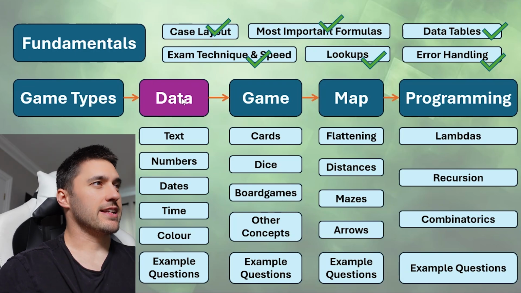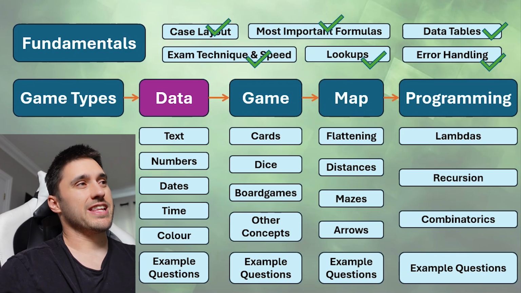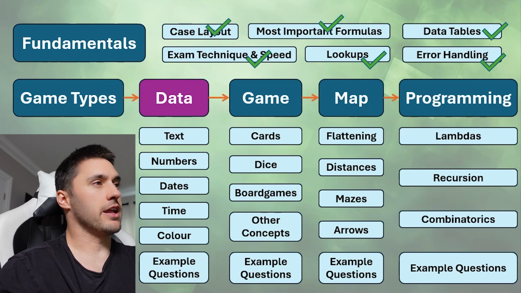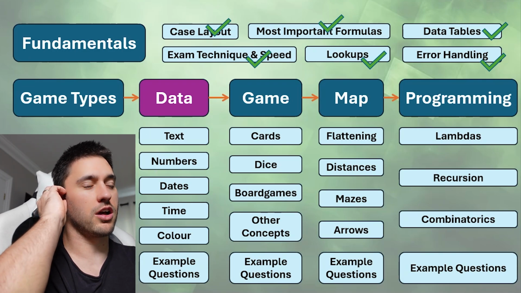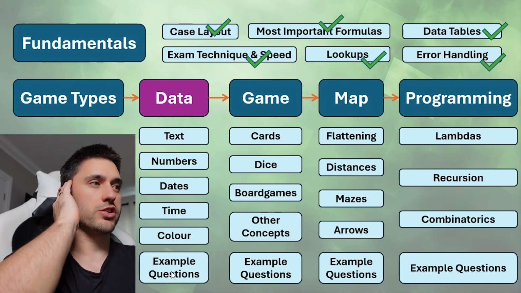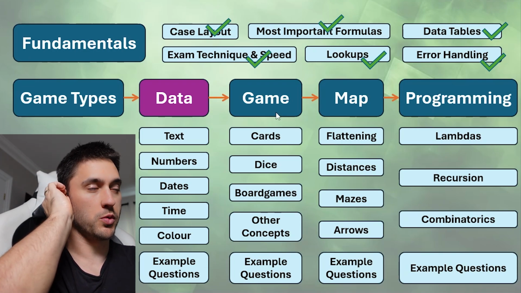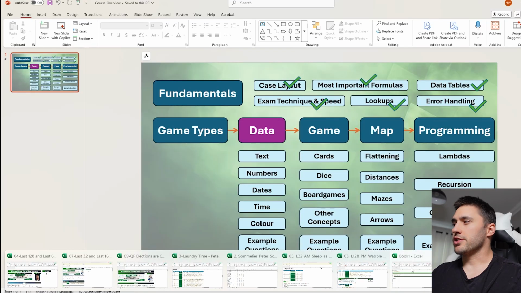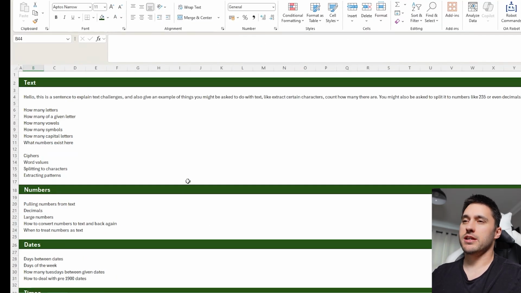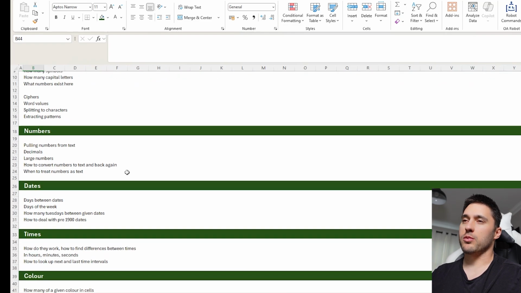So I've split those into data cases, game cases, map cases, and programming cases. This is going to be the intro video to data cases, and then there'll be a video for each of these sections: text, numbers, dates, time, and color. And I'll do some example question solves as a final video to this section before we move on to game cases. So let's talk about some of the questions you might see, show you some example cases, and go through in order of how I'm going to present the chapters.